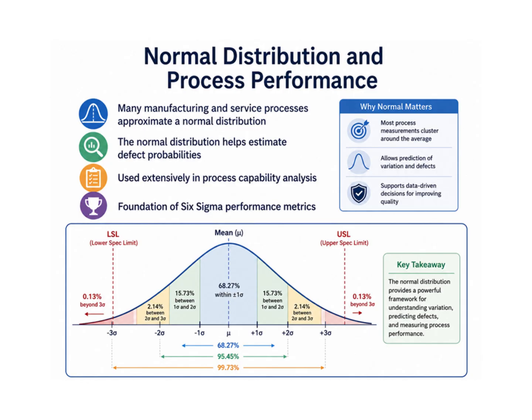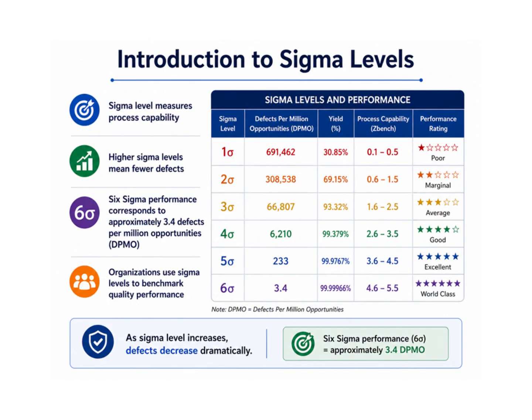One of the core goals of Six Sigma is reducing process variation. Sigma level is a way of measuring process capability and overall quality performance. As sigma level increases, a process produces fewer defects, shows better consistency, and delivers higher quality output. A true Six Sigma process corresponds to about 3.4 defects per million opportunities, an extremely high level of performance.